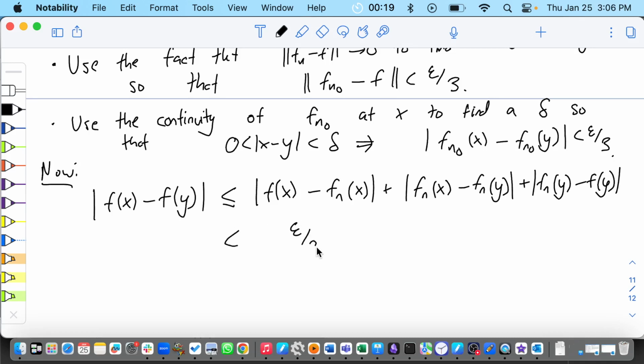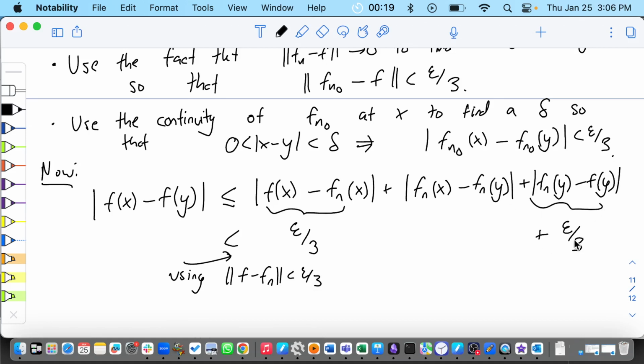So this is less than epsilon by 3 by the norm, using norm of f minus Fn less than epsilon by 3. And similarly for this one at the end, that thing's less than epsilon by 3 for the same reason. And the middle one is less than epsilon by 3 by continuity, by the choice of delta. So the whole thing, 3 epsilons by 3, is epsilon. So there, f is continuous. So a uniform limit of continuous functions is still continuous. That was the proof.